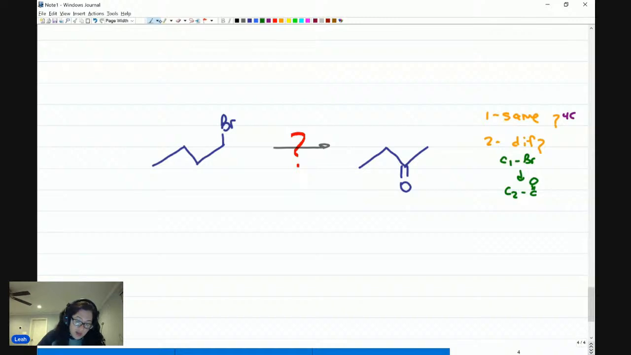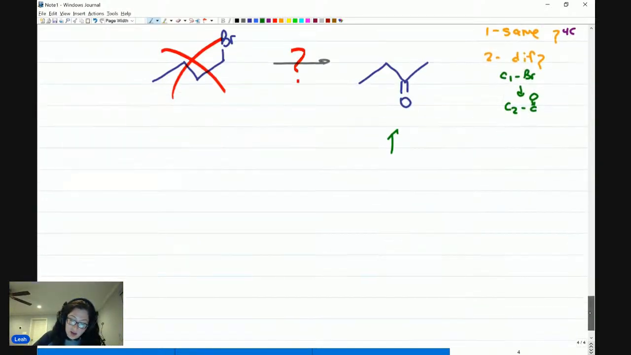I'm not sure how to do that. And by not sure, I mean there is no direct reaction. So I'm not going to worry about the starting molecule for a moment. Instead, I'm going to ask myself, if I have a carbonyl, what reaction do I know that can get me that carbonyl? And there are actually two ways that I can approach this.